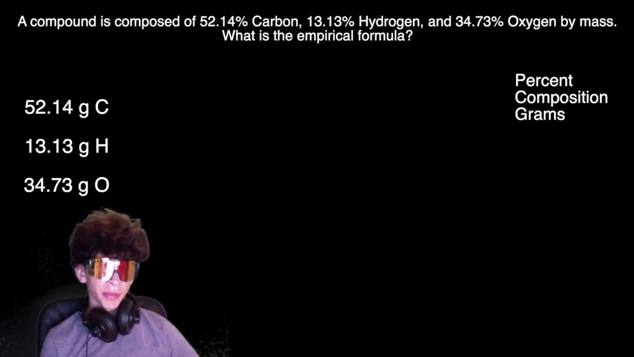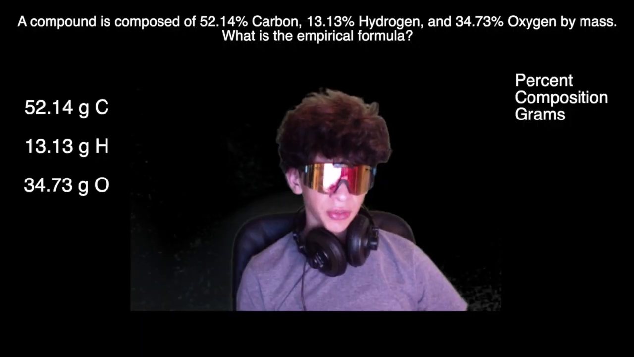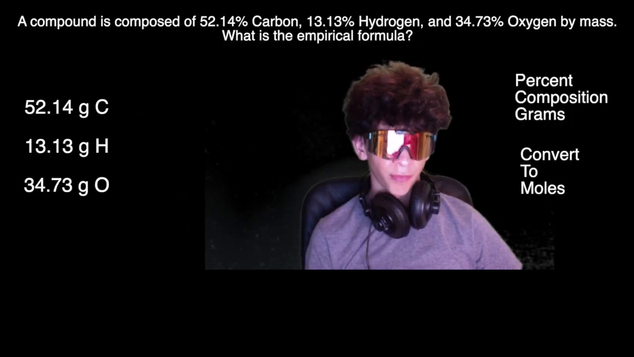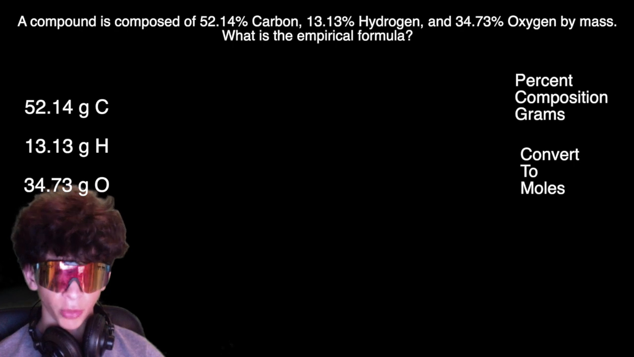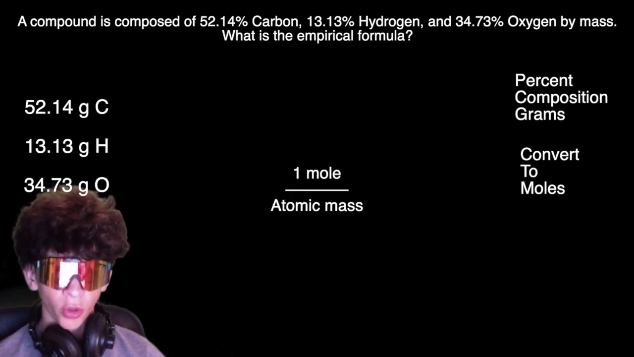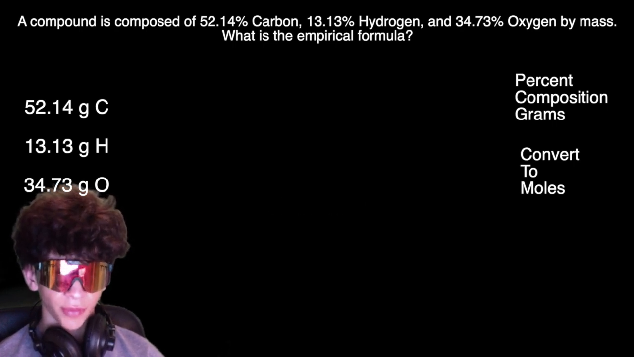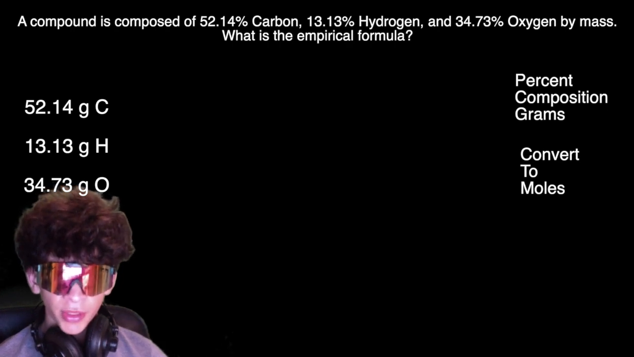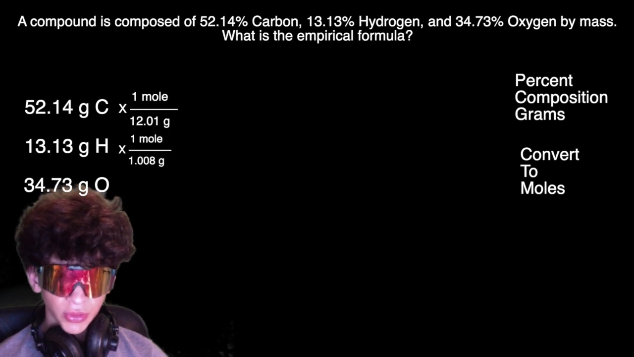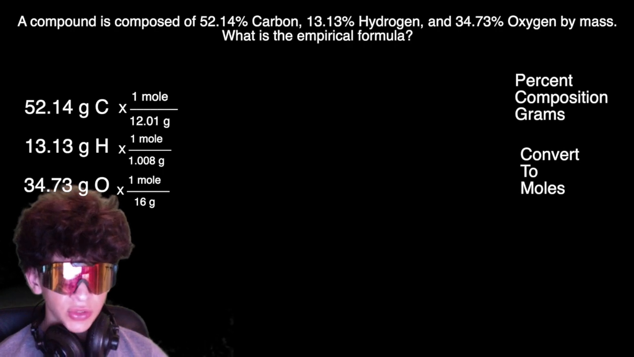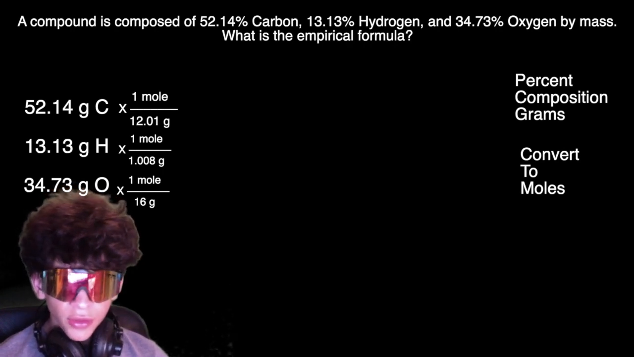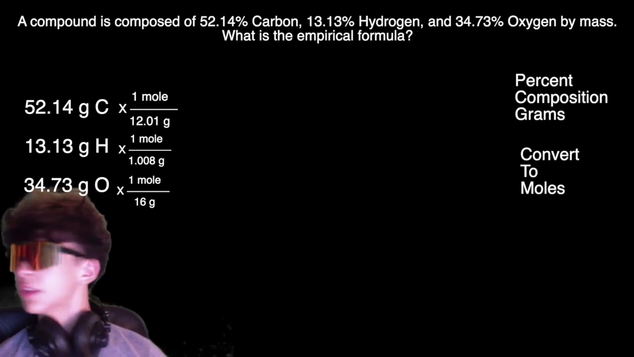The next step is to convert to moles. That's step two. Step two is to convert to moles. You do that by multiplying the weights by 1 mole over the atomic mass in grams of the element. For carbon, it is 12.01 grams. For hydrogen, it is 1.008 grams. And for oxygen, it is 16 grams. So if you do that, the formed equation should now look like this.